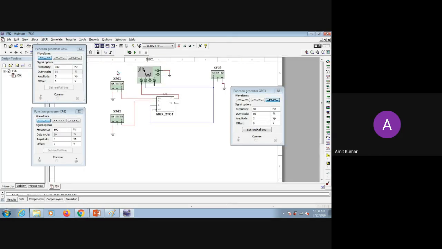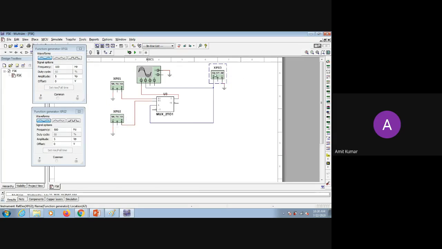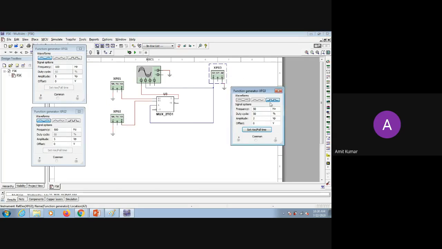Now first we have thought of this circuit. If you see, we have two function generators, XFG1 and XFG2. XFG1 is connected to A and XFG2 is connected to B, and the digital data is connected to XFG3. XFG3 is generating a digital signal, and XFG1 and XFG2 are generating analog signals. But in your output you will get a digital signal only.